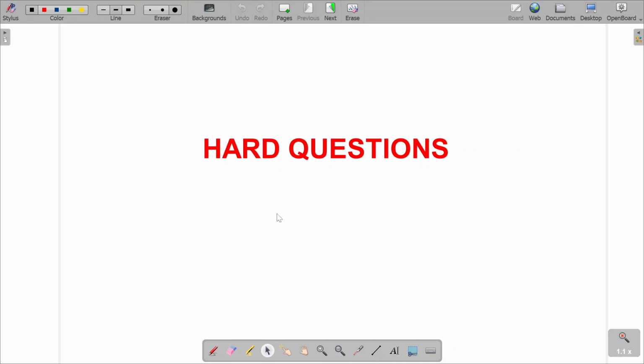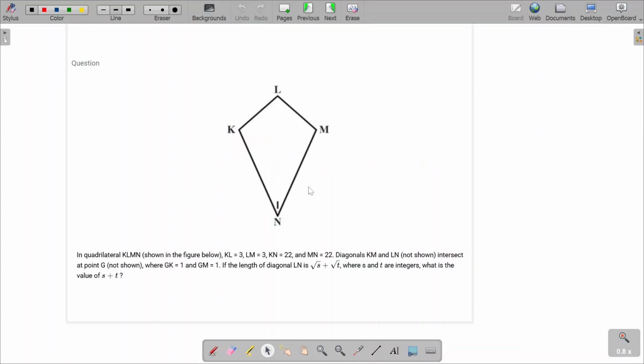Let's move forward, and today we are going to talk about two important questions, and both of them are from geometry. I know the students whom I teach, for them geometry is considered as one of the toughest domains.